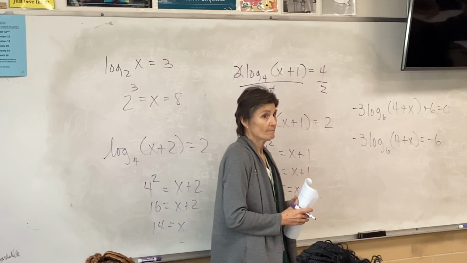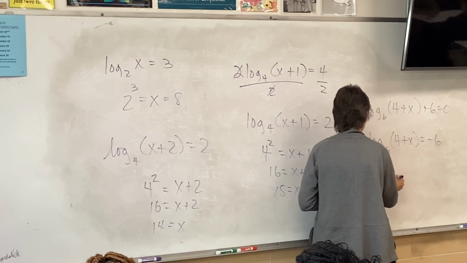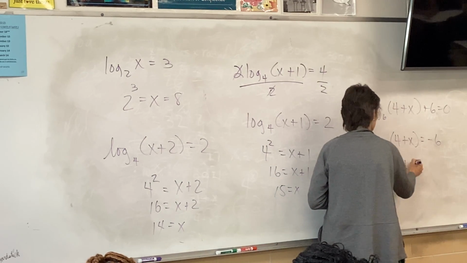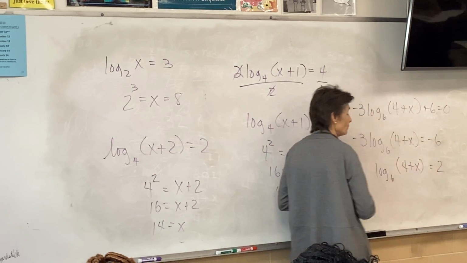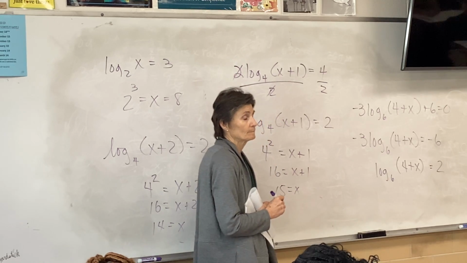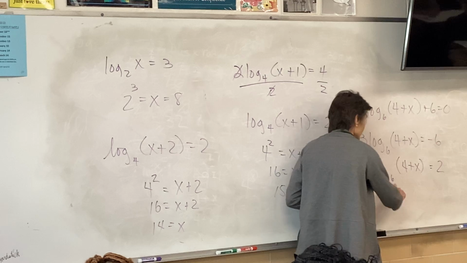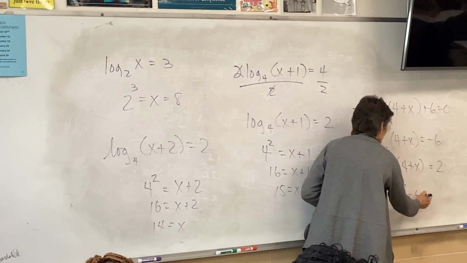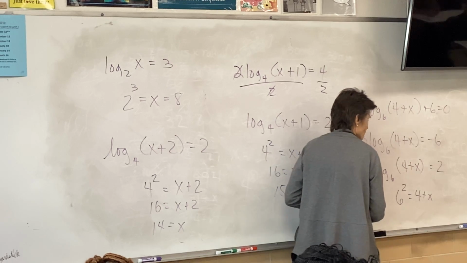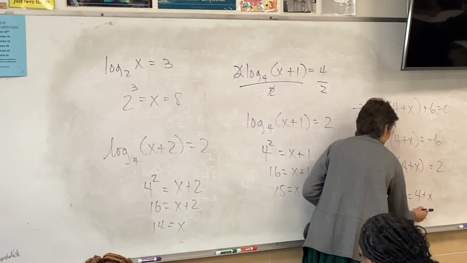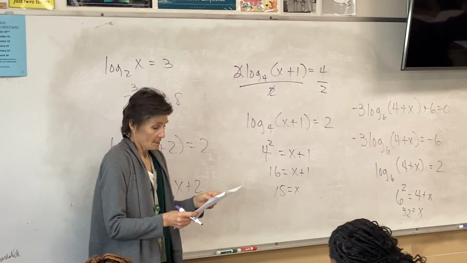And then divide by -3, and all that does is take that away. It doesn't change anything over here on this side of the equation. Turns that into a 2. And then 6 squared equals 4 plus x. Did you get 32? Perfect, perfect, perfect. Great.